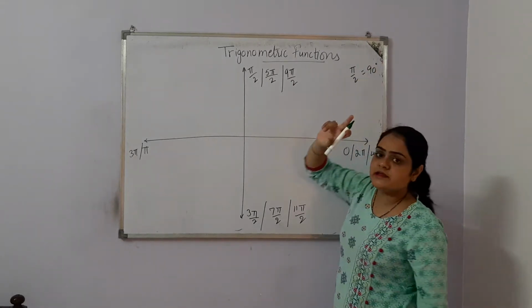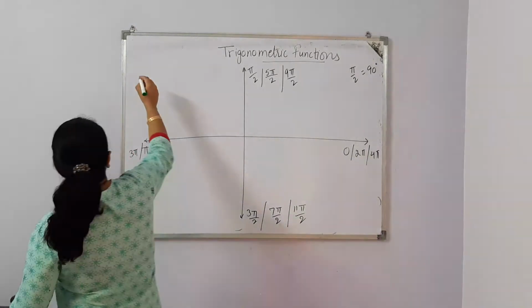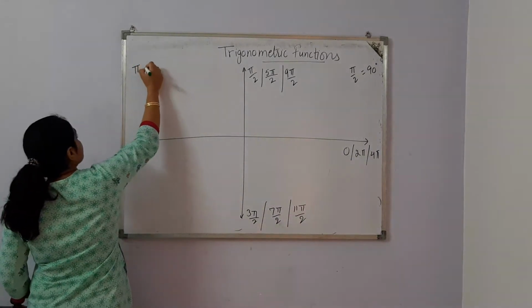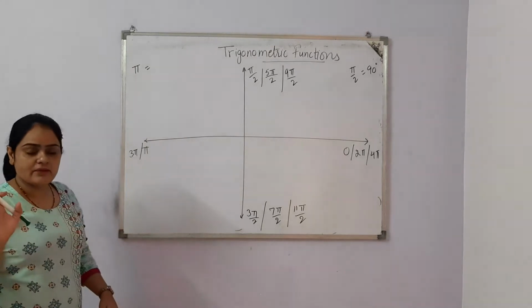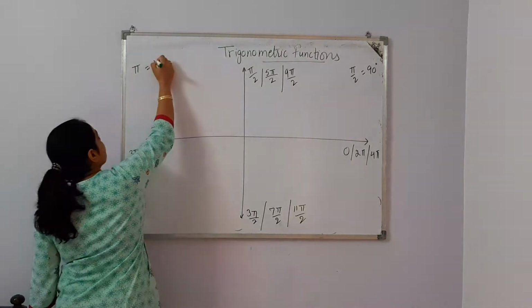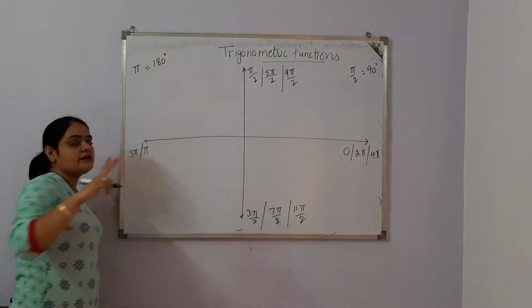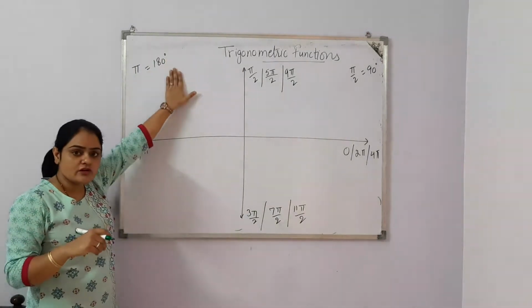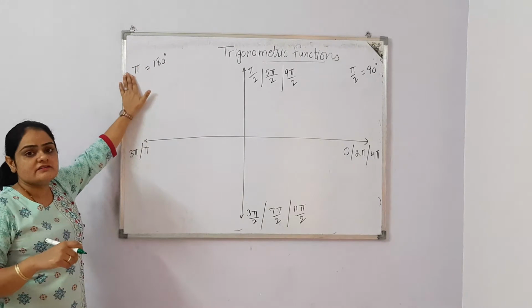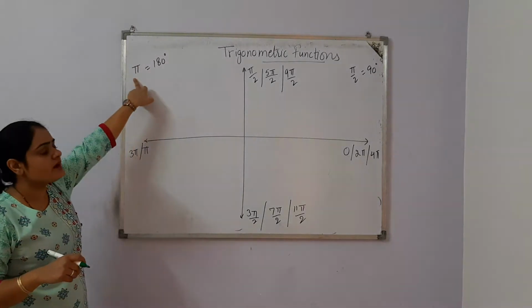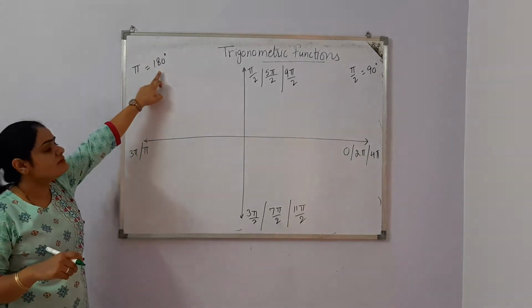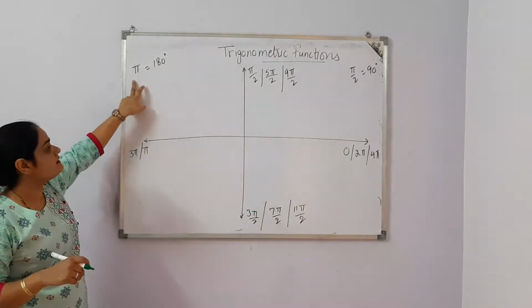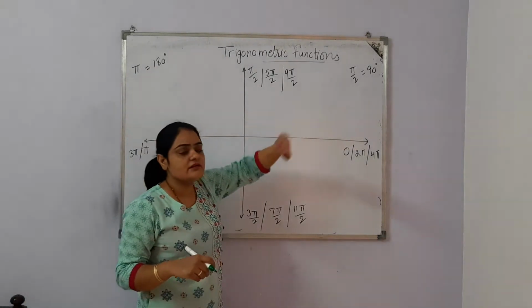Because we already learned in the previous video that pi radians is equal to 180 degrees. There are two types in which we can denote the angle. One is degrees, that we already know, and another one is radians. That means 180 degrees is equal to pi radians. Of course, if we divide by 2, then it becomes 90 and it is pi by 2. So pi by 2 is 90.